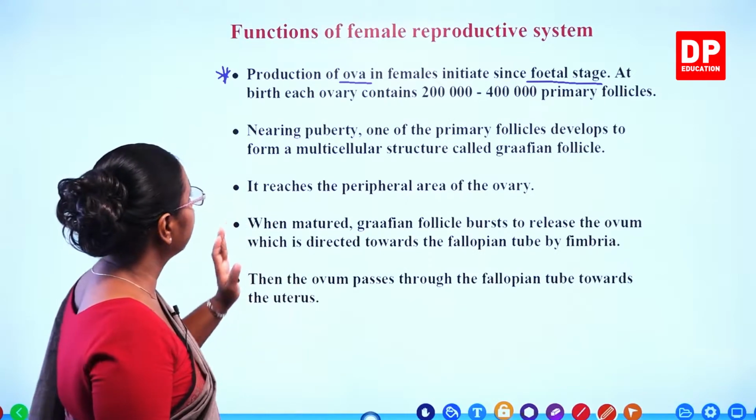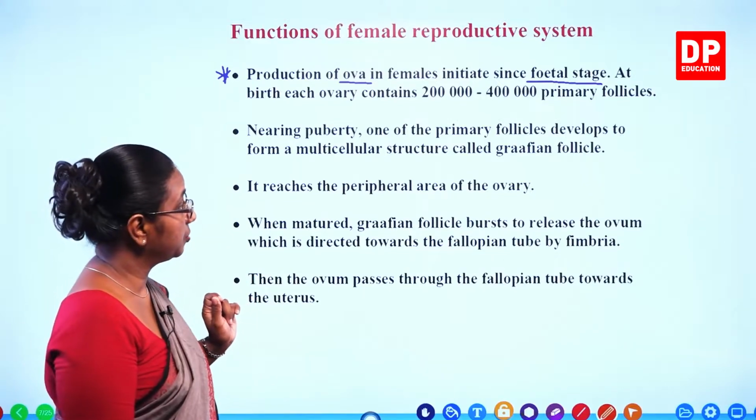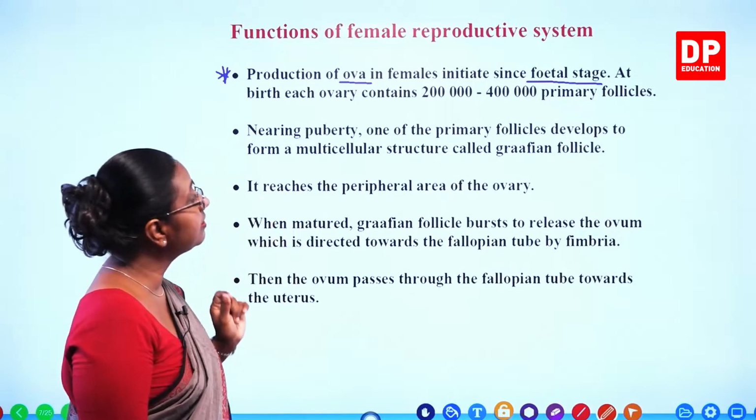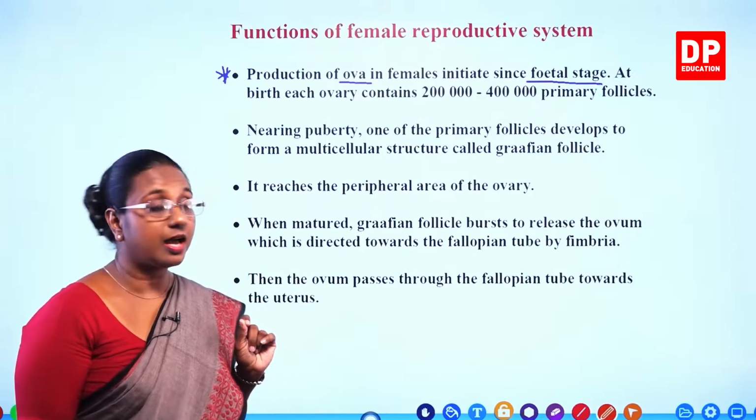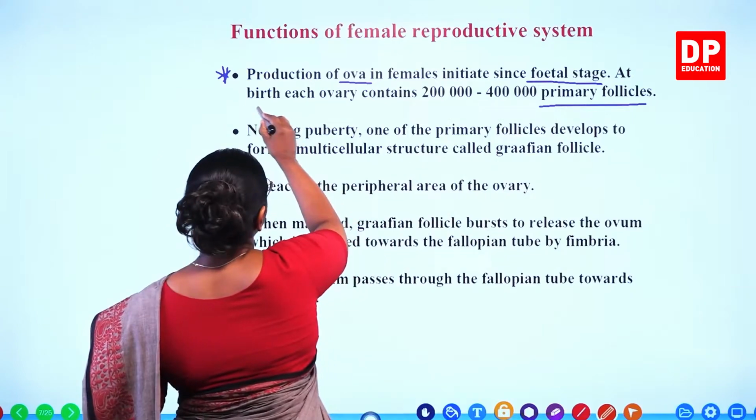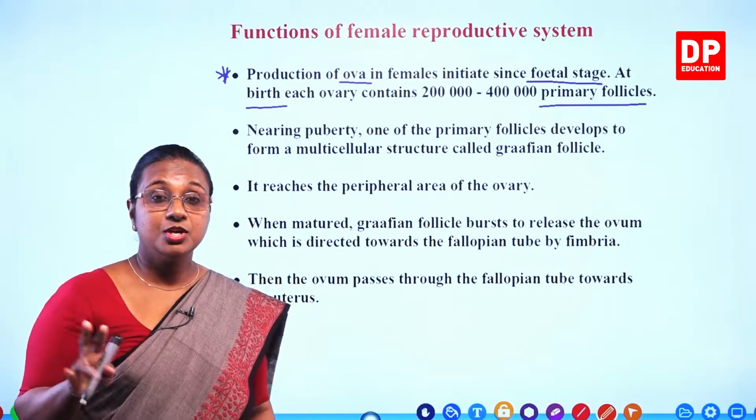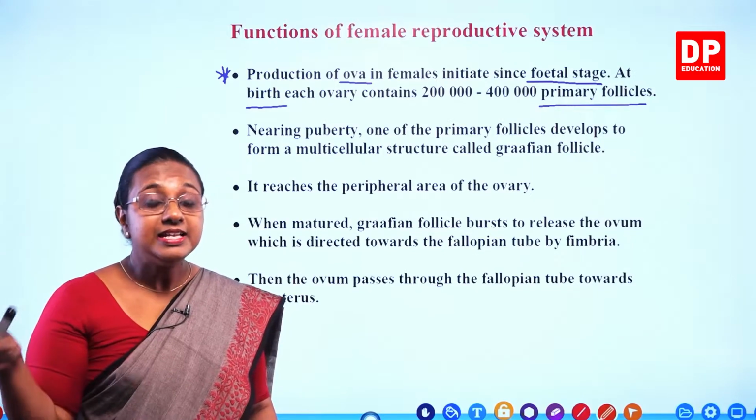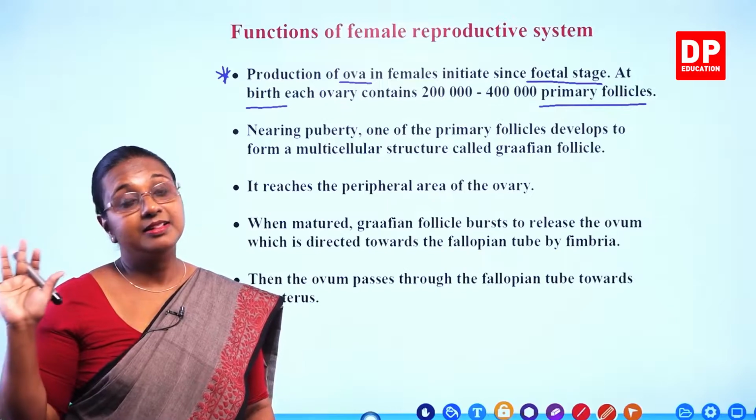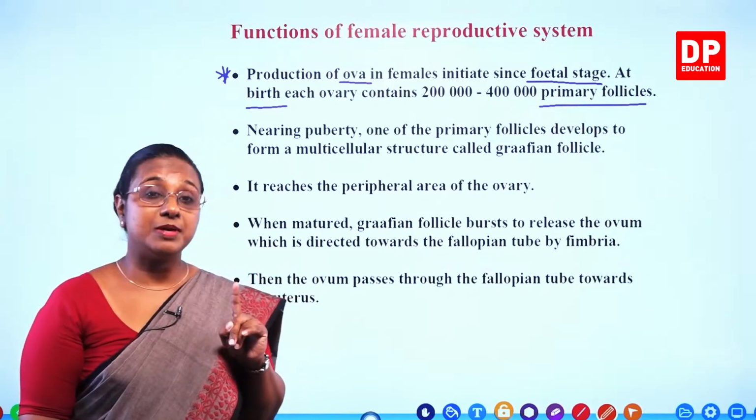So then itself there are primary follicles produced. At birth, each ovary contains 200,000 to 400,000 primary follicles. So at birth itself, there is a fixed number of follicles. So there are 2 ovaries. Inside the ovaries, there are primary follicles, about 200,000 to 400,000 primary follicles.